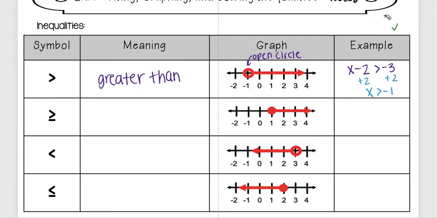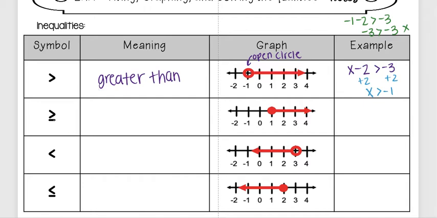Now the reason why we have an open circle is because I can have everything bigger than -1, but not equal to -1. So let's try putting -1 into this inequality here. If I put -1 in for x, I have -1 minus 2 is greater than -3. Well, -1 minus 2, I get -3 is greater than -3. Well, that is not true. It's equal to -3, but it's not greater. So that is why we have the open circle. That is just saying I can have everything bigger than -1, but not equal to it.